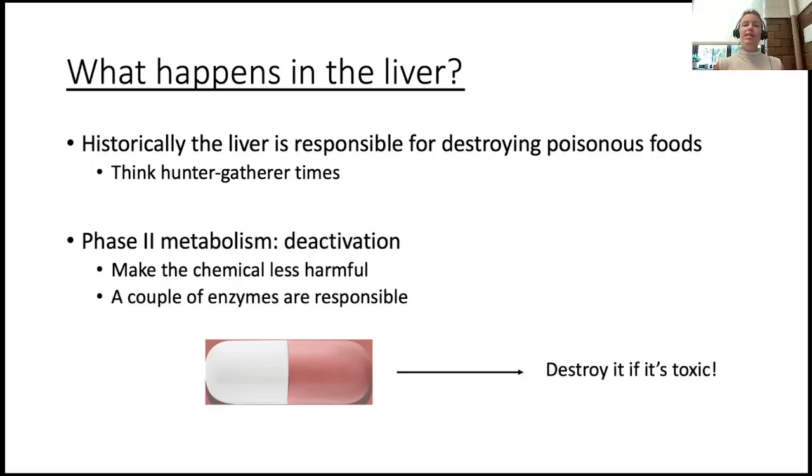After the liver performs that type of metabolism on it, it is time for phase 2. And the point of phase 2 is to deactivate, right? If you ate something poisonous, quick, let's neutralize it so it's not poisonous anymore. And so the whole point of this is to make the chemical less harmful. A couple of different enzymes are responsible for this. So this is what's happening in your liver when you eat anything, or in particular, eat drugs. Up next, let's talk a little bit more of the science behind cannabis.